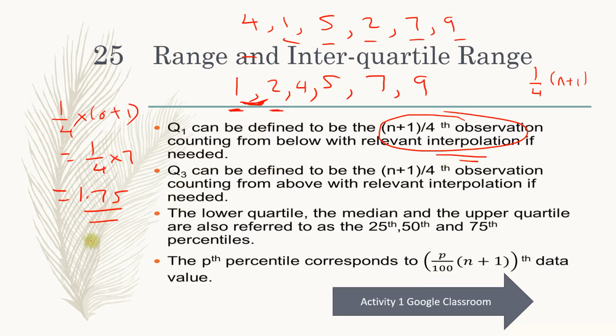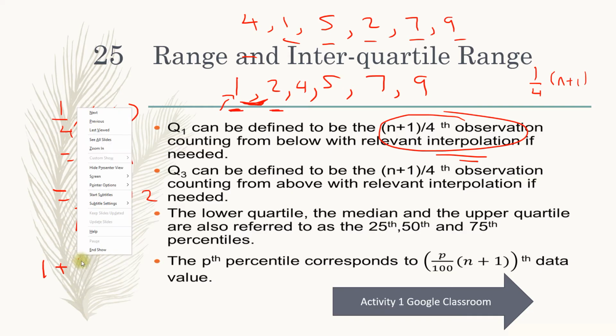I'll just explain it in a very simple way, right? If you take a quarter of n plus 1, you get 1.75. It means that you need to take the first value, 1, which is 1 itself here in this example, plus this 0.75. What does that mean? It means that there is a three quarter way from 1 to 2. There's a three quarter way to move from 1 to 2.